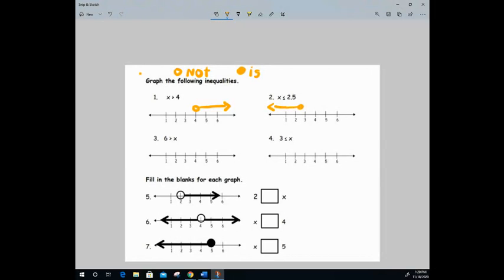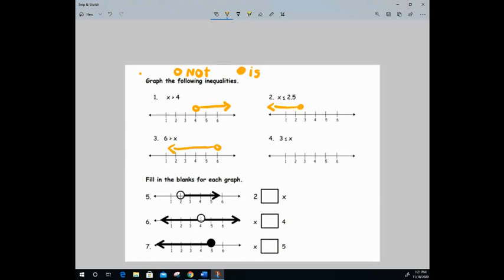Looking at problem number 3, it says 6 is greater than x. So the first thing we need to do is figure out if it's going to be an open or closed circle. Because it doesn't have that or equal to symbol underneath it, we're going to have an open circle because x cannot be 6. And now we just need to figure out which way our arrow is going to go. Now it says 6 is greater than x. So that means x is going to be smaller than 6. So some numbers smaller than 6 would be 5, 4, 3, so on and so forth. So our arrow is going to go towards the left.